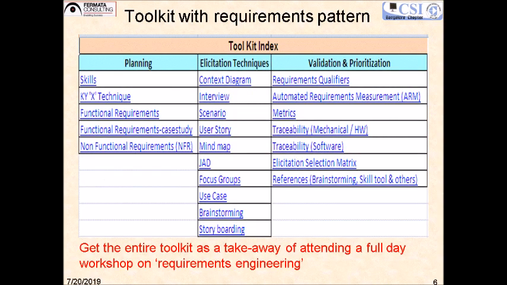To help the project teams to collect requirements, we are providing a toolkit which has requirements patterns with it, which are reusable requirements. You are seeing the index of the toolkit which has the planning part, the elicitation part and the verification validation part. Under the elicitation techniques, you will come across different techniques to elicit requirements, and we have also provided the requirements pattern along with it as part of the toolkit.